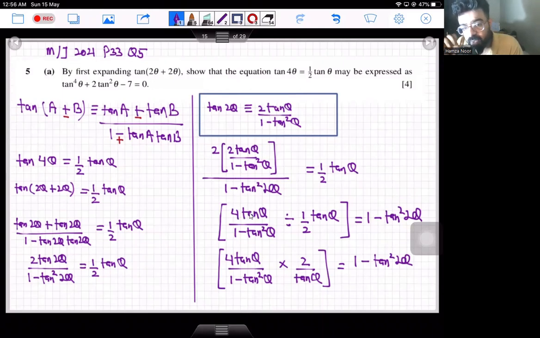So 4 tan theta over 1 minus tan square theta is divided by, what I've done is I've taken this 1 minus tan square 2 theta on the other side and half tan theta on this side. So 4 tan theta over 1 minus tan square theta divided by half times tan theta, and this equals 1 minus tan square 2 theta.